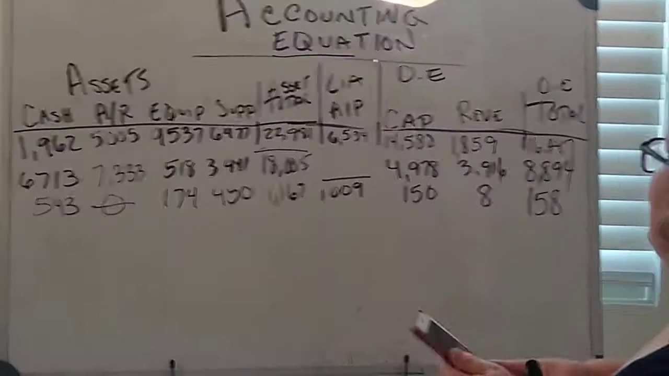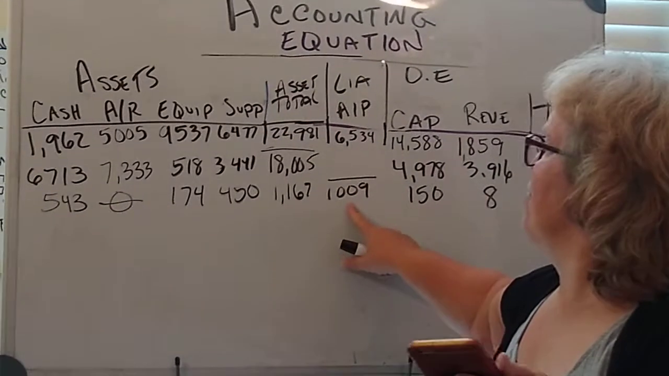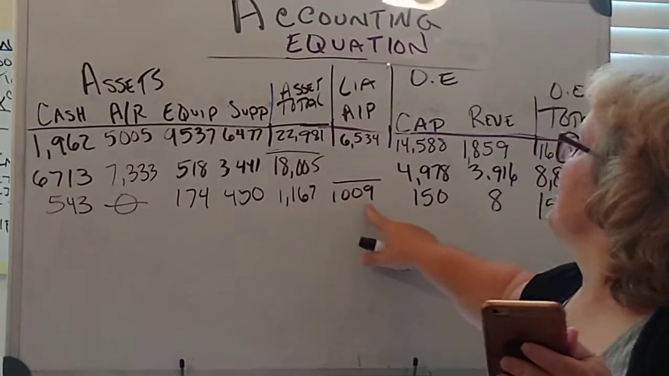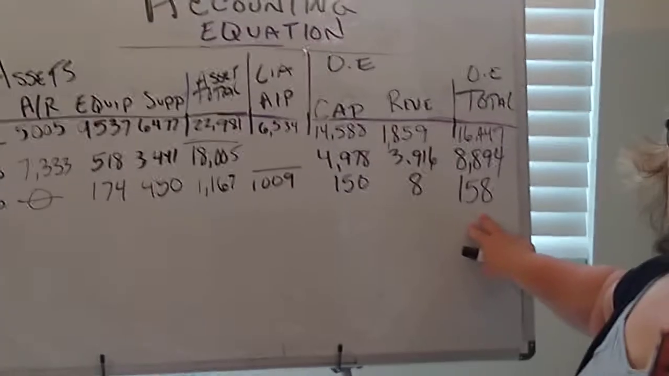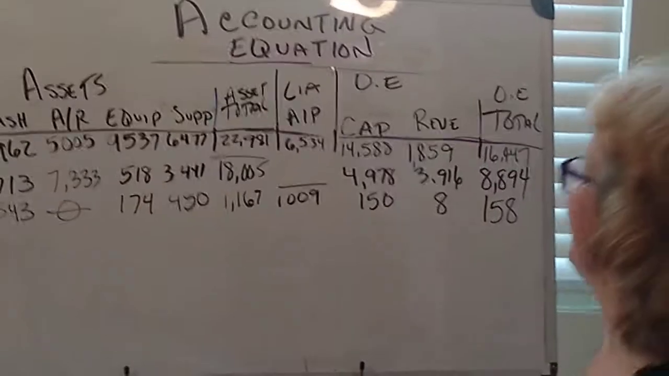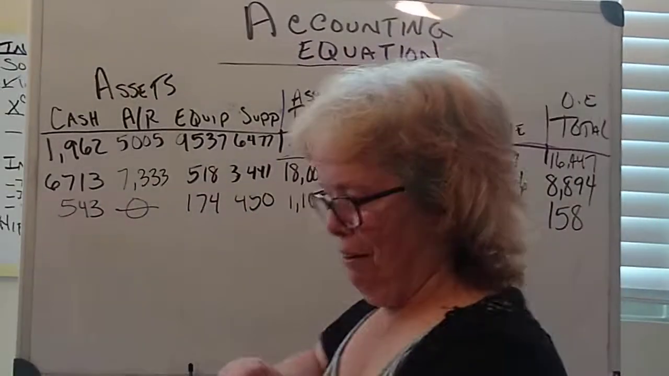And they have 1,000. They have almost as much liability as they have assets. Don't work for them, jump ship. That's why their owner's equity is so low. Okay, so let's check our numbers.